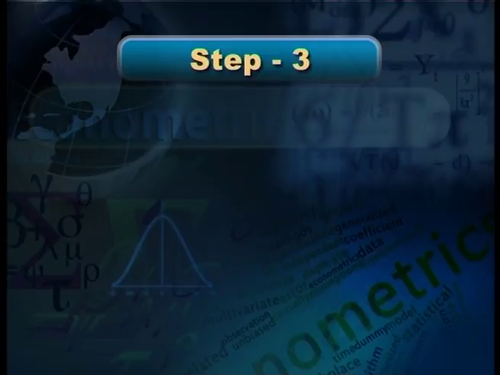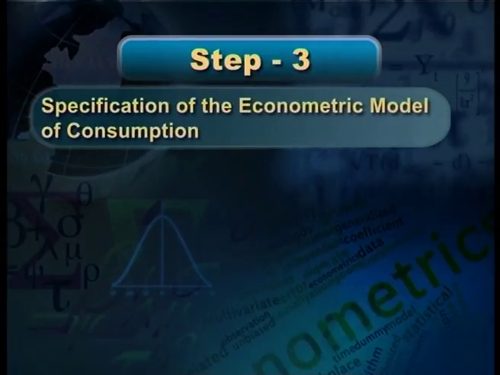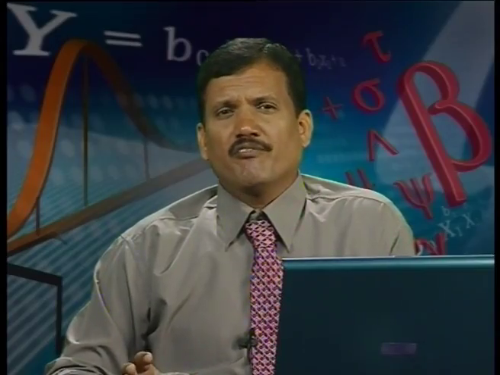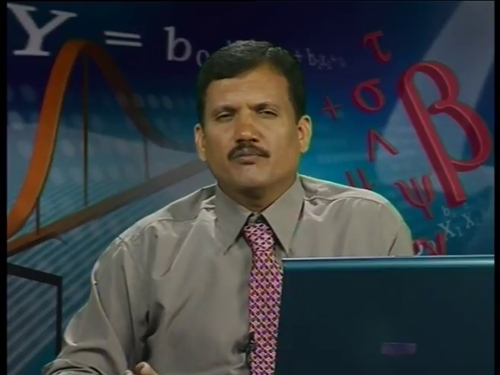Then in step 3, specification of the econometric model of consumption. In step 1 we discussed only economic theory. In step 2 we transformed that economic theory into a mathematical model. Then in step 3 we have to frame the econometric model. Why do we have to change the mathematical model to the econometric model? Because many factors will affect the consumption function, not only one factor, that is the income of the consumer.